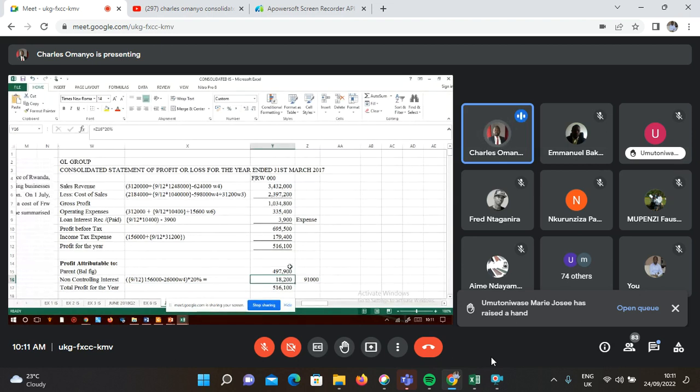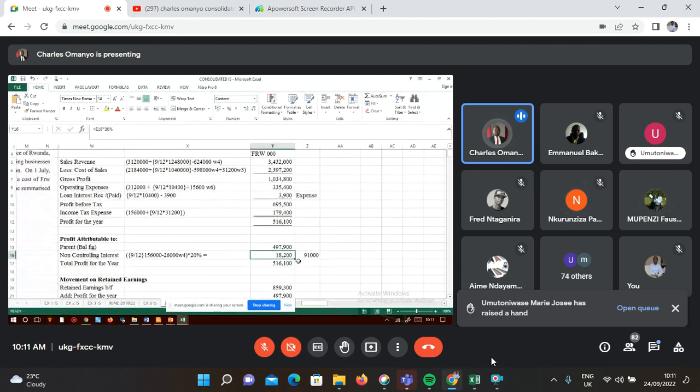When you click this cell, what do you see? It is 20%. Unless I'm not understanding you. It is now clear for the non-controlling interest. Now I've clicked cells until now I'm confused. Is it okay? Yes. 18,200 is 20% of 91,000. Okay, let me write for you here. 18,200. Okay, how can I write it? 91,000 times 20% is equals to 18,200. Is that okay?